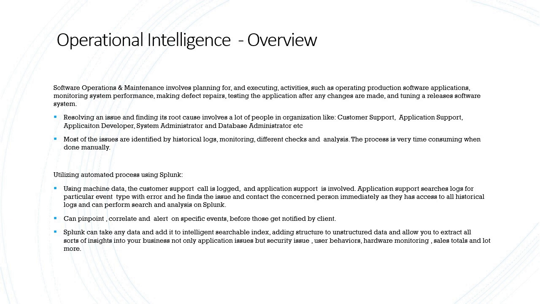Using machine data, the customer support call is logged and application support is involved. Application support searches logs for a particular event type with an error, finds the issue, and contacts the concerned person immediately. As they have access to all historical logs and can perform search and analysis on Splunk, they can pinpoint, correlate, and alert on any specific event after being notified by the client.